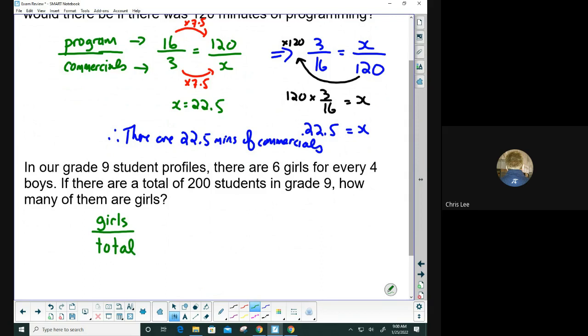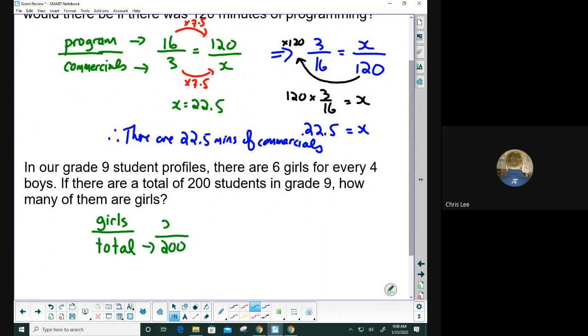Now you could, if you wanted, go and find the number of boys and then go from there. But it's going to be harder when you have a total. You don't have the number of boys. We don't have the number of girls either. So this ratio is going to be a little bit easier. If we just change this last sentence, it says there are a total of 200 students. So that means this is going to be 200.